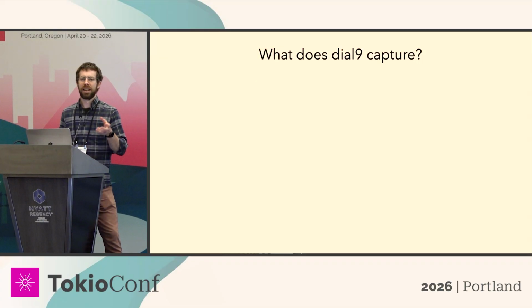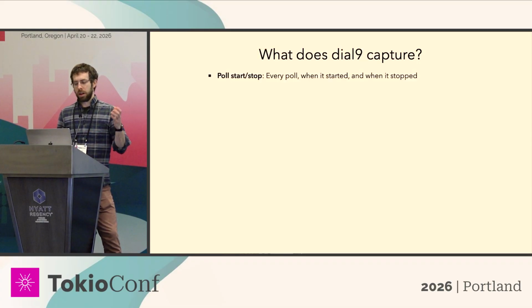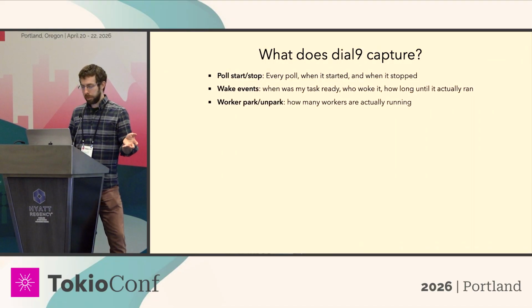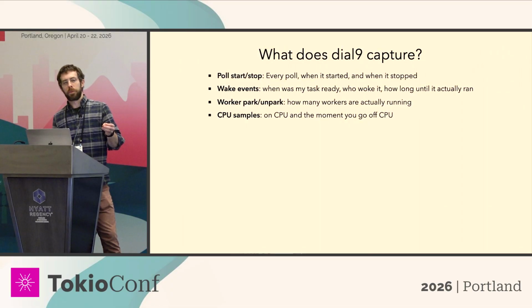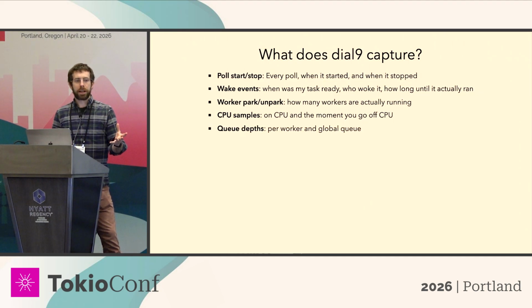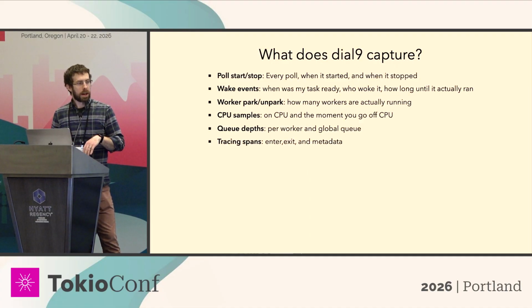So what exactly is dial9 capturing right now? We have poll events, we have wake events, we have the workers when they park and unpark, we have CPU samples both for when the CPU is running, but also, and this is I think very important, for when it stops running. So when the kernel decides that your program is not going to do any useful work and it's going to run somebody else. And of course, all the regular Tokio runtime metrics. Each worker queue, the global queues, all that stuff. And very recently, tracing spans.